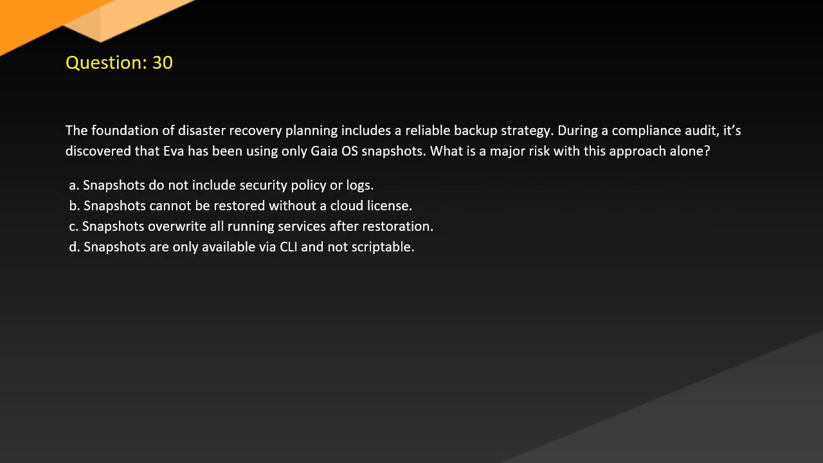Question 30. The foundation of disaster recovery planning includes a reliable backup strategy. During a compliance audit, it's discovered that Eva has been using only Gaia OS snapshots. What is the major risk with this approach alone? A. Snapshots do not include security policy or logs. B. Snapshots cannot be restored without a cloud license. C. Snapshots override all running services after restoration. D. Snapshots are only available via client, not scriptable.